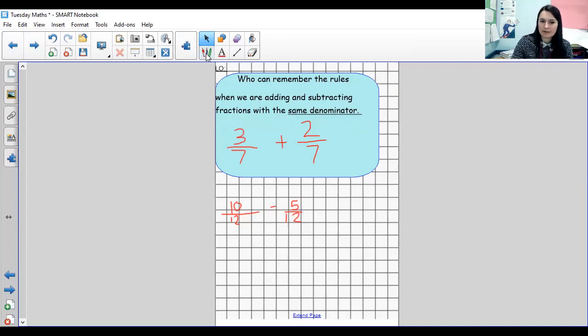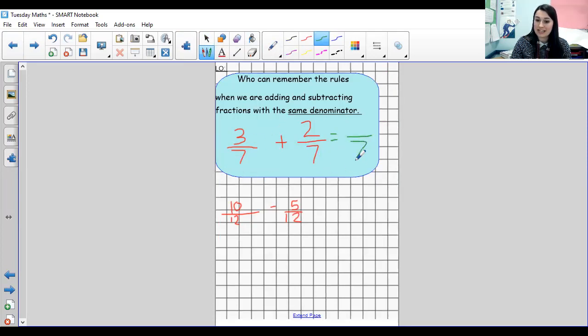3/7 add 2/7. It's not as tricky as sometimes it looks, because when we're adding fractions with the same denominators, the good thing is the denominator never changes. You do not do 7 add 7. It stays in 7ths, because all this means is we have 3/7. If I draw 1, 2, 3, 4, 5, 6, 7, it means I've got 2 of the 7ths, add 3 of the 7ths. So altogether, we have 5/7.